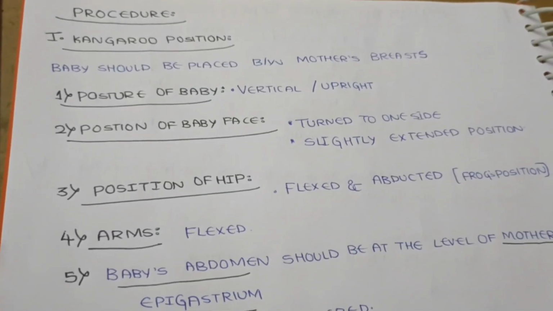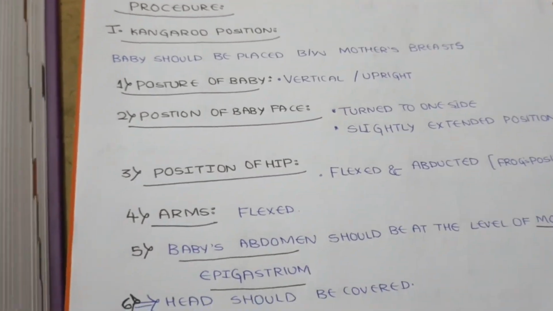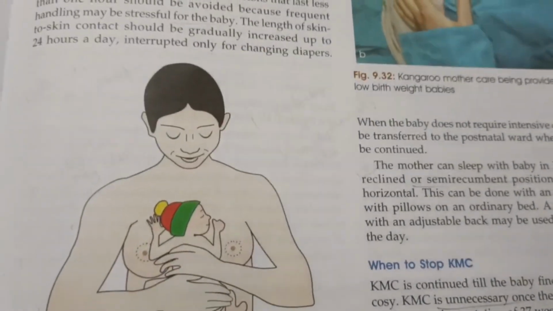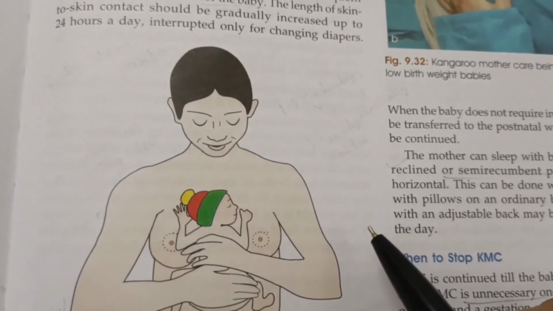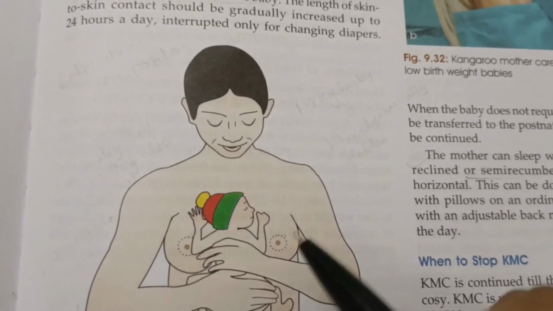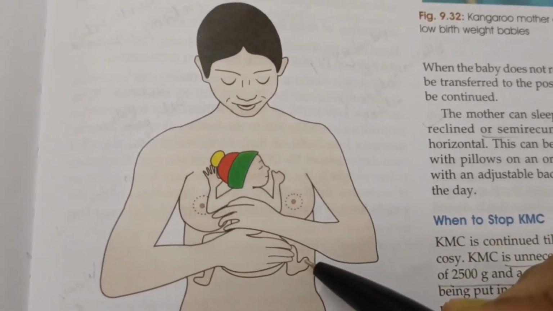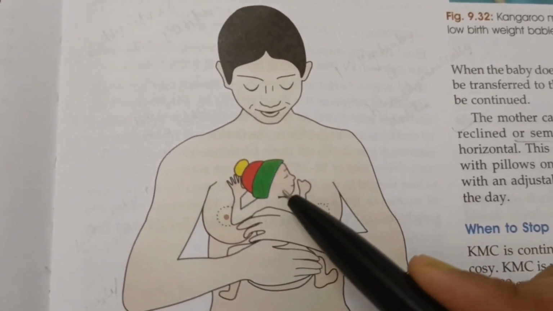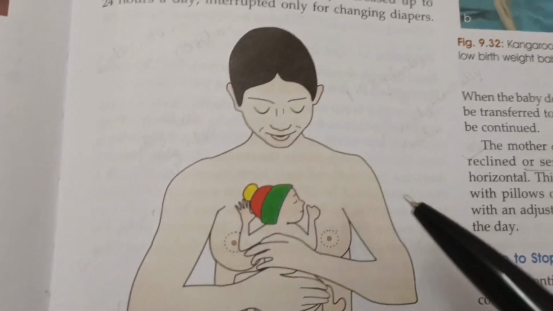Procedure. First, the baby should be placed in kangaroo position. What is kangaroo position? When we observe this picture, here the baby is placed between the mother's breasts. The posture of the baby is vertically upright. And position of the baby's face: the baby's head is turned to one side and in a slightly extended position.